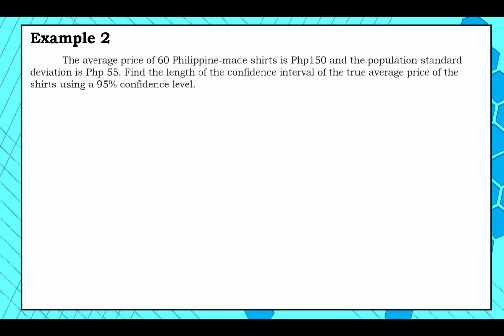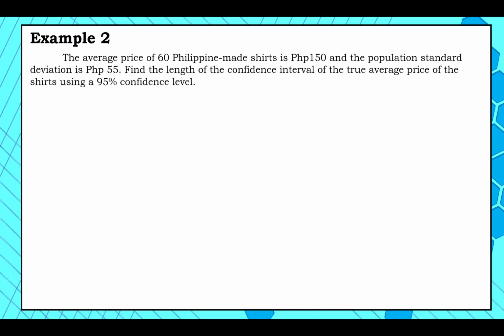Let's now have another example. The average price of 60 Philippine-made shirts is 150 pesos, and the population standard deviation is 55. Find the length of the confidence interval of the true average of the shirts using a 95% confidence level. So kung i-write down natin yung mga given, that 60 refers to the number of t-shirts. So that therefore that is our sample size. So we have 60 t-shirts.